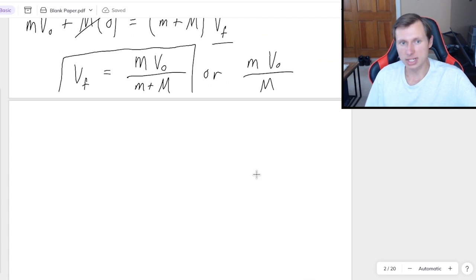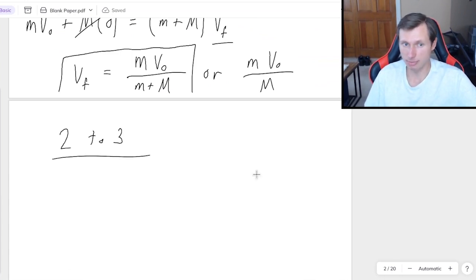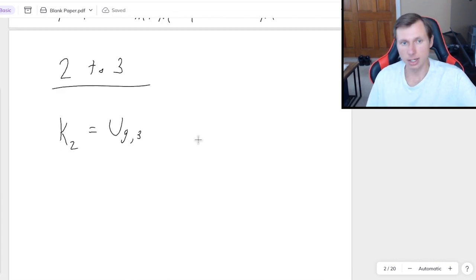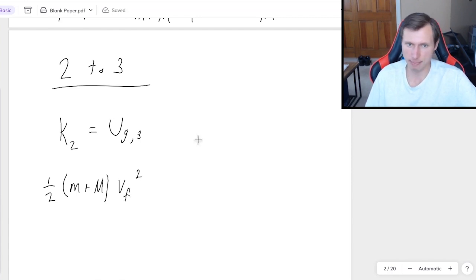So that's what I'm going to write down here when I go from point 2 to point 3 and do conservation of energy. It's going to be K at point 2 equals UG at point 3. In other words, 1/2 mass, which is little m plus big M, it's both masses combined, times their velocity, VF squared from earlier. I'll plug that in the next step. And then that's equal to mgh.